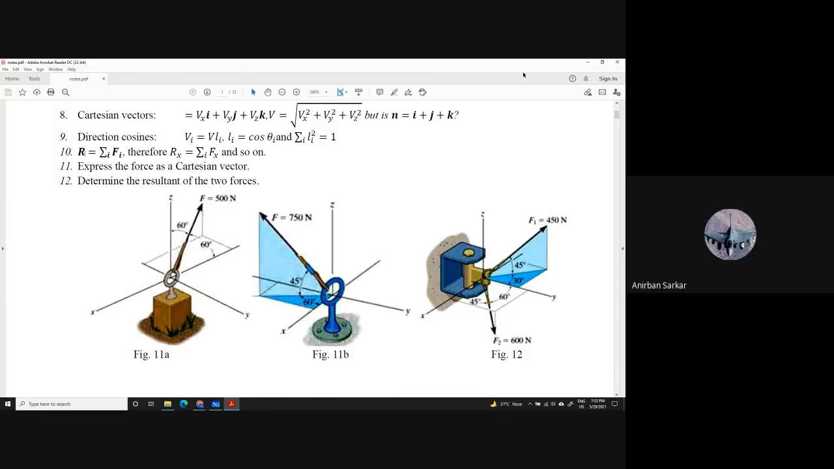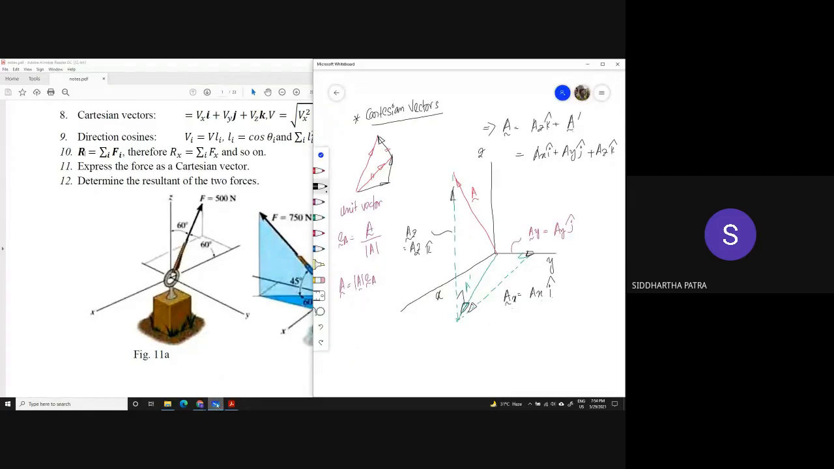So in the figure, the angle between F and X is 60 degrees. Achha. It's making an angle of 60 degrees with the Z axis, and it's also making an angle of 60 degrees with the negative side of the X axis. Okay. So before going into this, I forgot to mention something else.